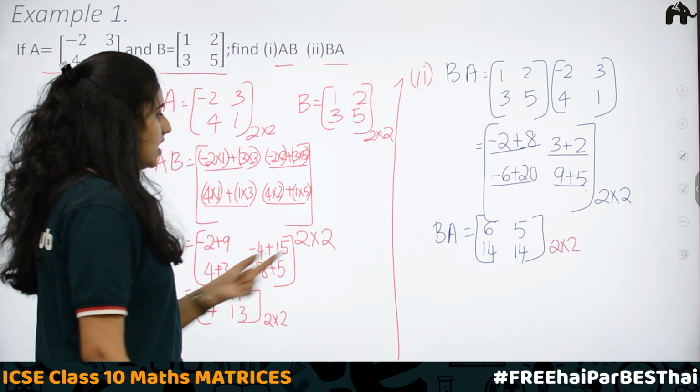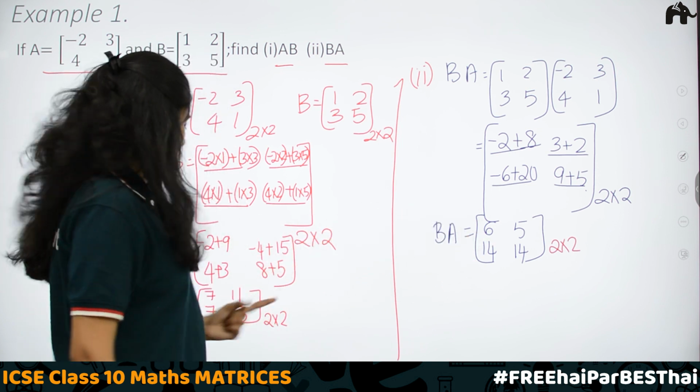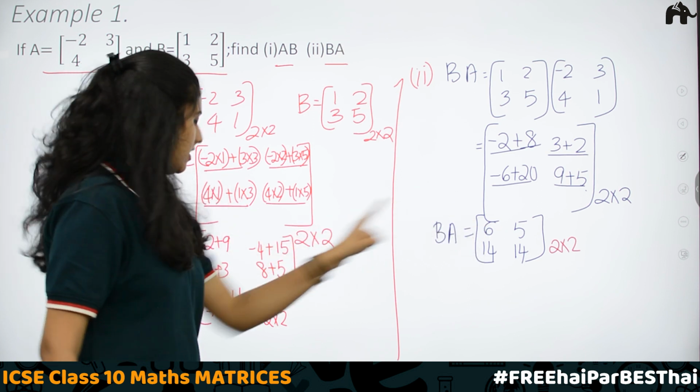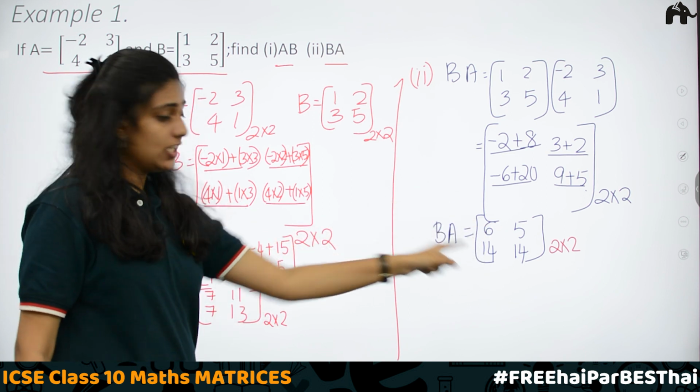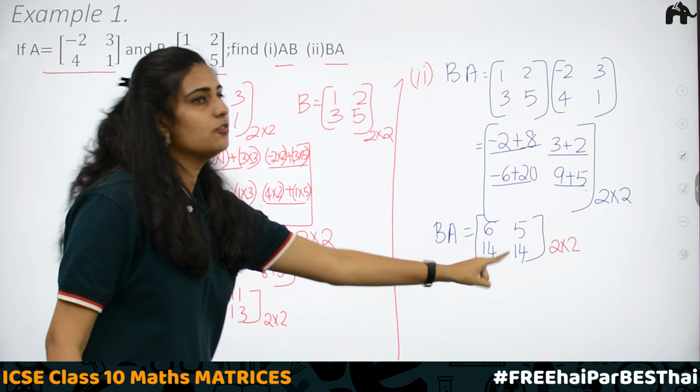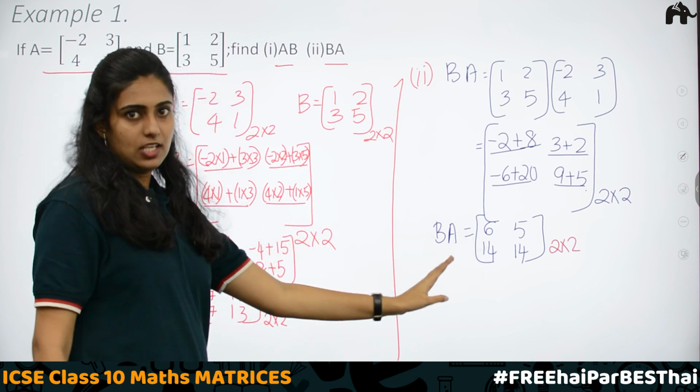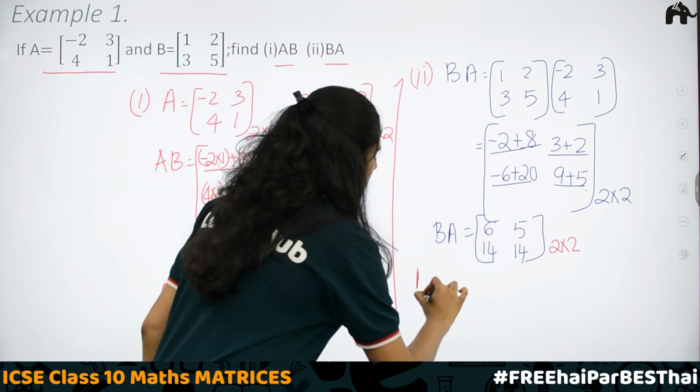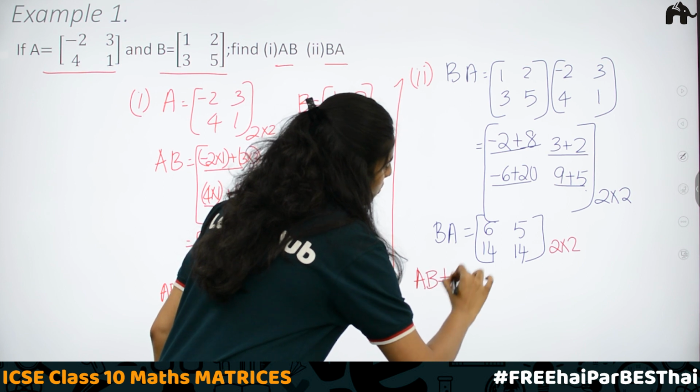Here we have 7 and here the first element is 6. This is 11, this is 5. Here 7, 14, 13, 14. Elements are not equal, which means AB is not equal to BA.